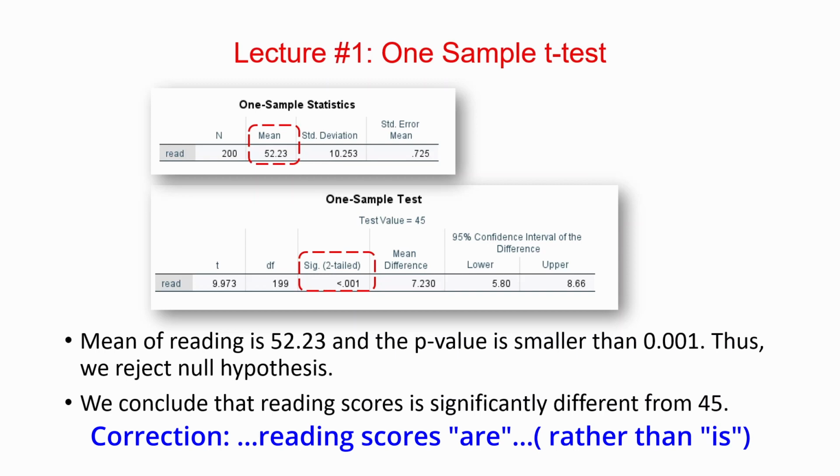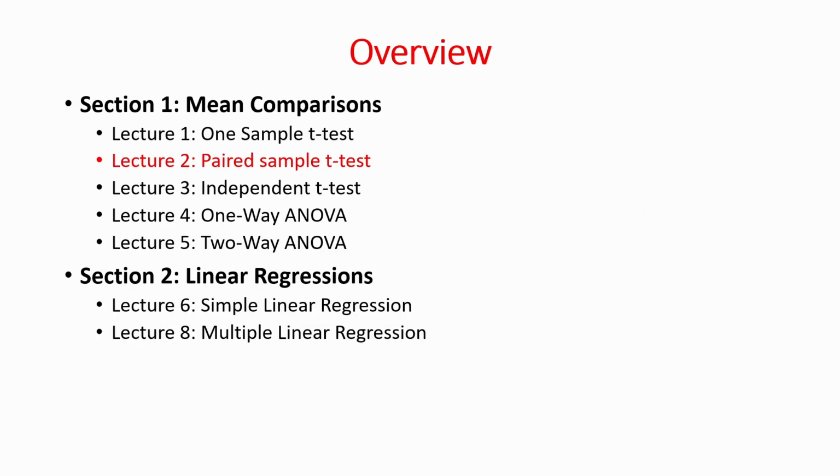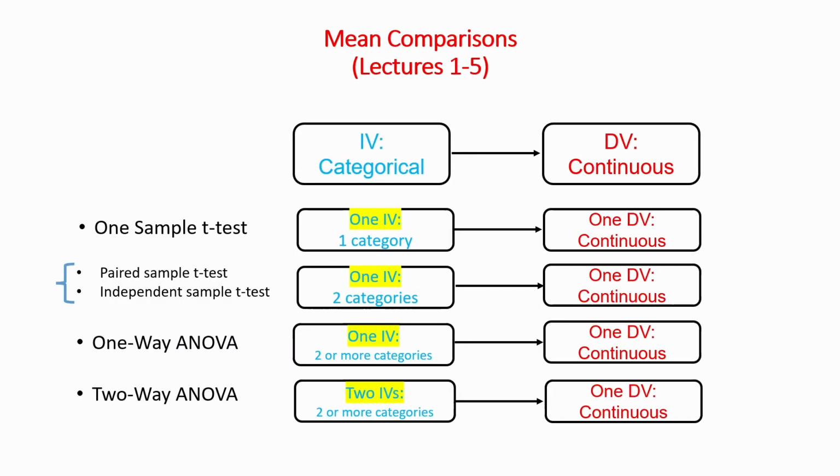Now we're going to move to the paired sample t-test. That is our lecture 2. As a reminder, the difference between one sample t-test and paired sample t-test is that one sample t-test only has one category within the independent variable. In contrast, for paired sample t-test and independent sample t-test, we have two categories.